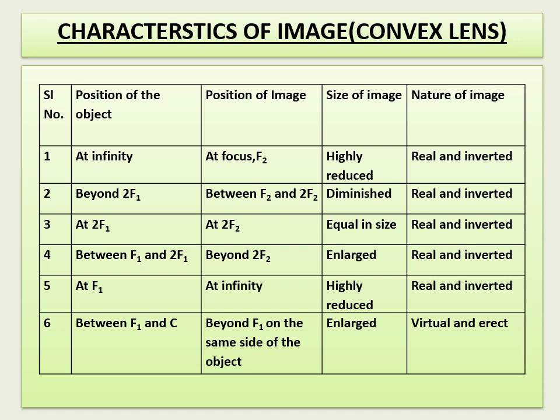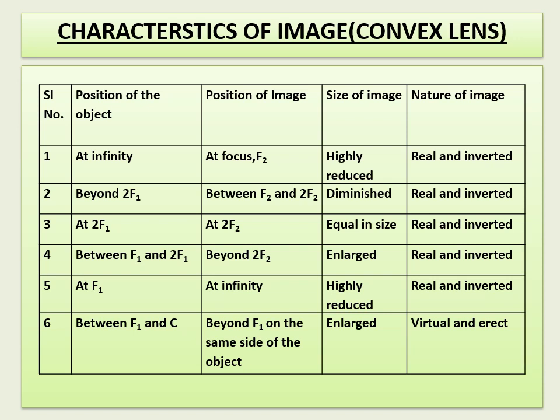So here are the characteristics of the image of a convex lens in tabular form. The table has position of object, position of the image, size of the image, and nature of the image. All the six positions I have tabulated, and you have to remember them in a shortcut so that you can answer any question related to this. First condition is at infinity. At focus, you'll get a highly reduced or highly diminished image, real and inverted. Beyond 2F1, between F2 and 2F2, diminished, real and inverted. At 2F1, at 2F2, equal in size or same in size, real and inverted.